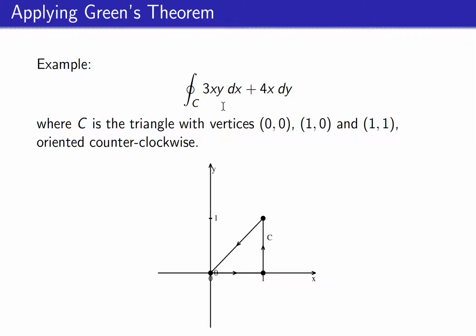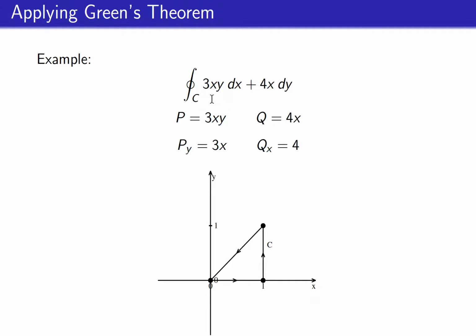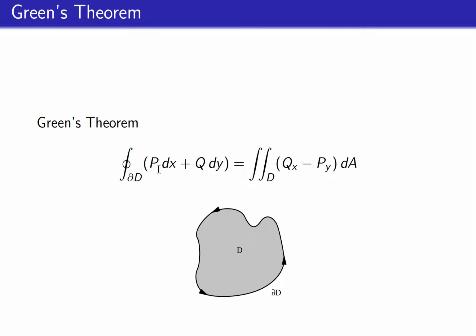But we want to use Green's theorem, so let's see if Green's theorem makes it any easier. This is supposed to be P dx plus Q dy, so I'm identifying this as my P, 3xy, and this as my Q, 4x. And going back to here, Green's theorem, that's P dx plus Q dy. I'm going to turn it into this.